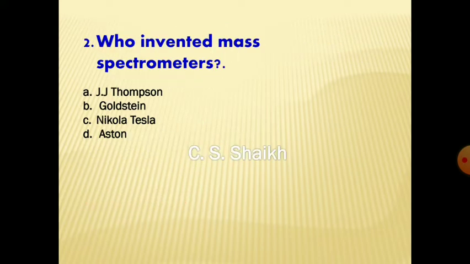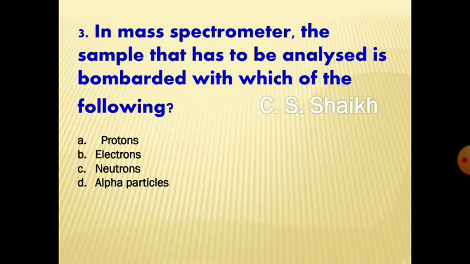Next question is, who invented mass spectrometers? It is a very general question and all must know who has invented. It is none other than J.J. Thomson. Next question is, in mass spectrometer, the sample that has to be analyzed is bombarded with which of the following? Is it protons, electrons, neutrons or alpha particles? And the correct answer is electrons. So you must remember, mass spectrometer means it is related to electrons.